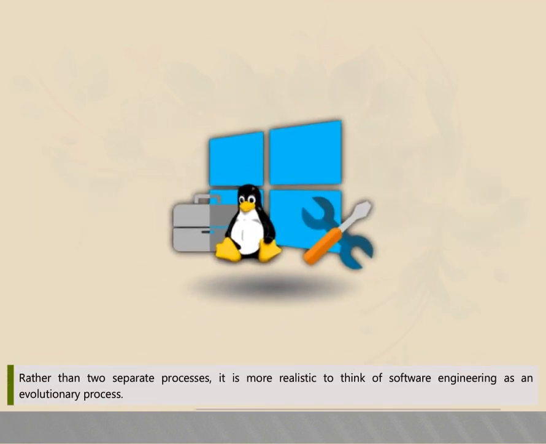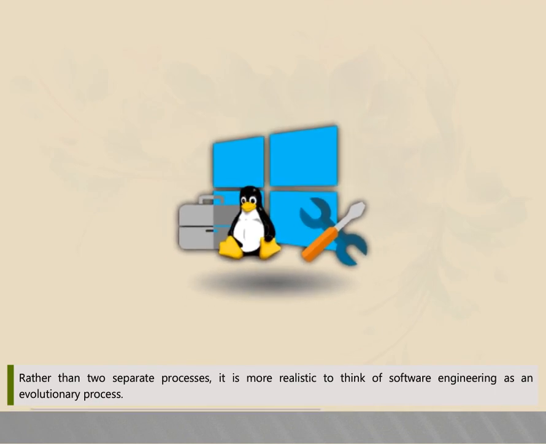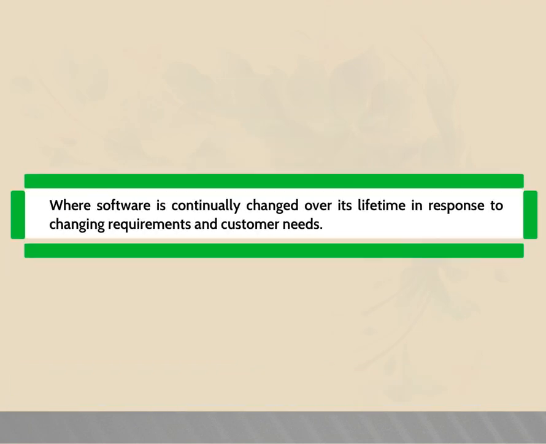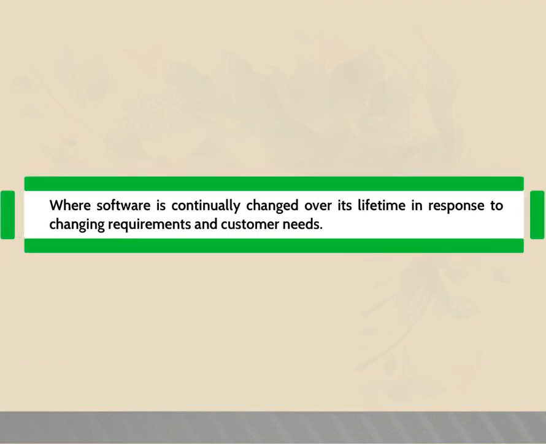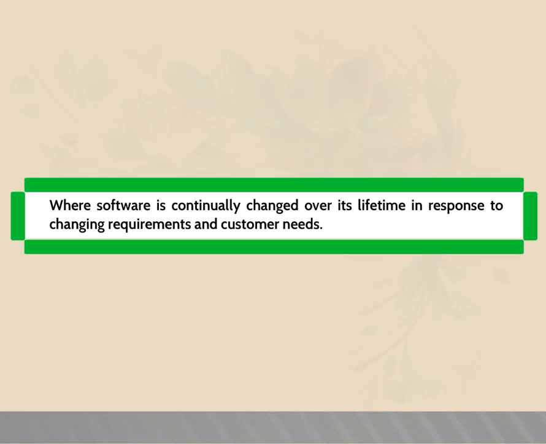Rather than two separate processes, it is more realistic to think of software engineering as an evolutionary process, where software is continually changed over its lifetime in response to changing requirements and customer needs.